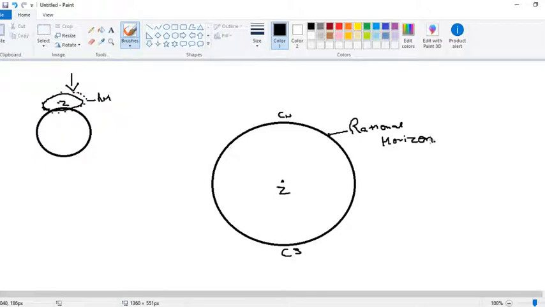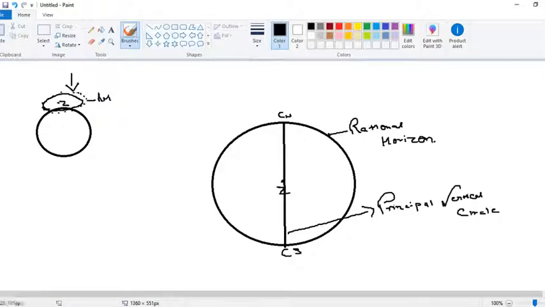Now if I draw a line here, this is not a line, it's basically a great circle passing through the north and south point of the celestial sphere, which I taught you, that is your principal vertical circle.